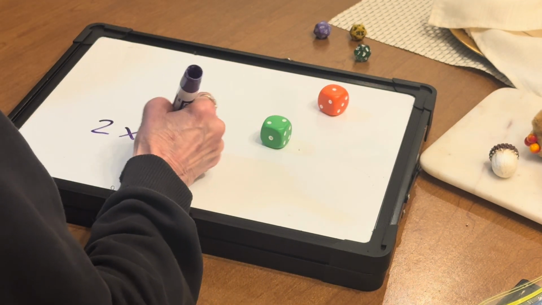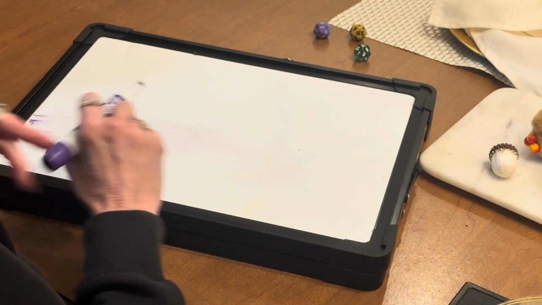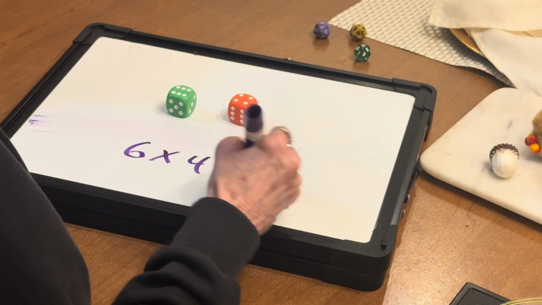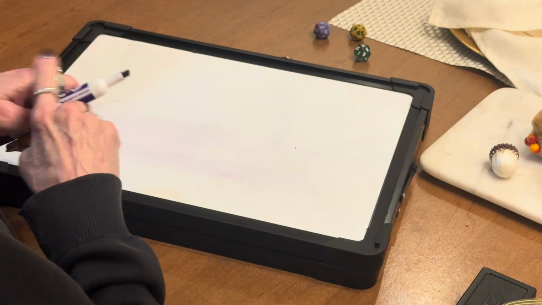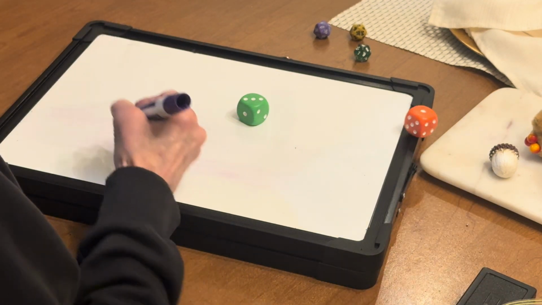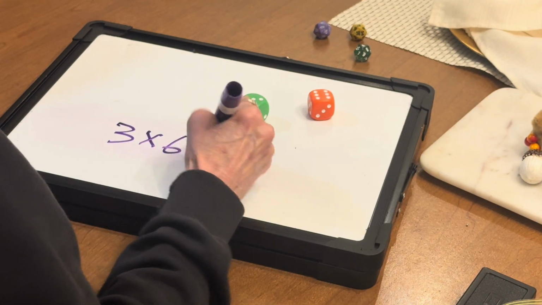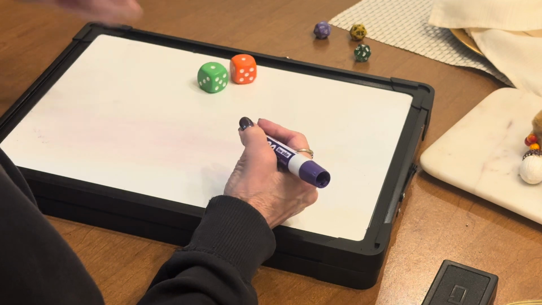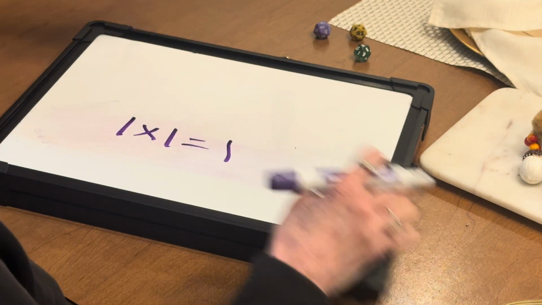2 times 1 is 2. Did you beat me? Okay, let's start again. 6 times 4 is 24. Okay, ready? 3 times 6 is 18. Okay, here we go. 1 times 1 is 1. All right, those were pretty easy.